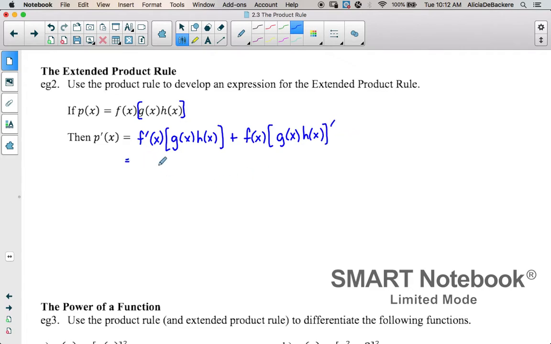Now, in order to take the derivative of the second thing, it's actually a product inside there. So I'm going to use the product rule again, and now g at x is my first thing, and h at x is my second thing. Everything else is just staying the same.